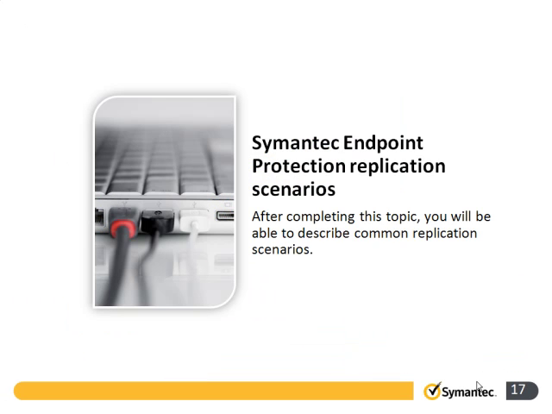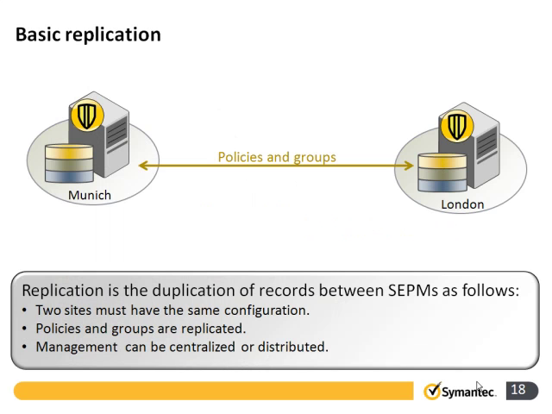So let's look at the protection replication scenarios. Here we've got basic replication, where we have a Munich office and a London office, and we're sharing all the policies and groups between the two sites. The two sites should have the same configuration, so therefore we will copy across all of the information. The management can be centralized or distributed.